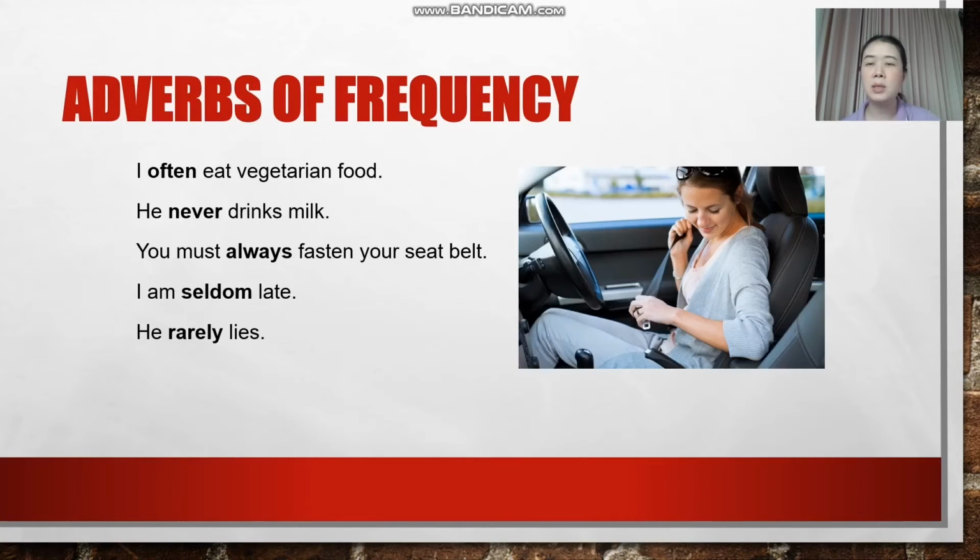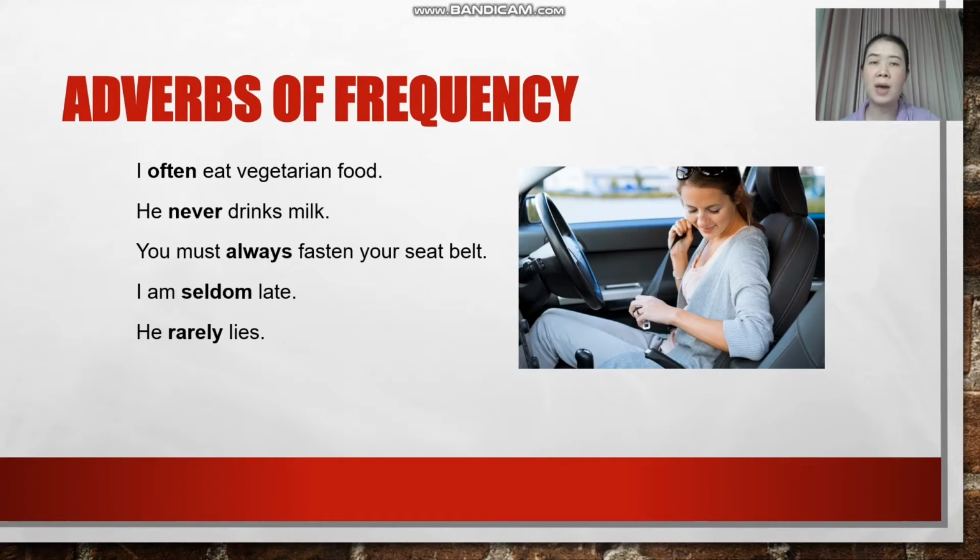Okay, so in the sentence it will look like this. I often eat vegetarian food. He never drinks milk. You must always fasten your seatbelt. I am seldom late and he rarely lies. So some of them you have seen in some kind of tense, right? For example, like present simple tense, okay? So we are using them in order to answer the question of how often or how many times.